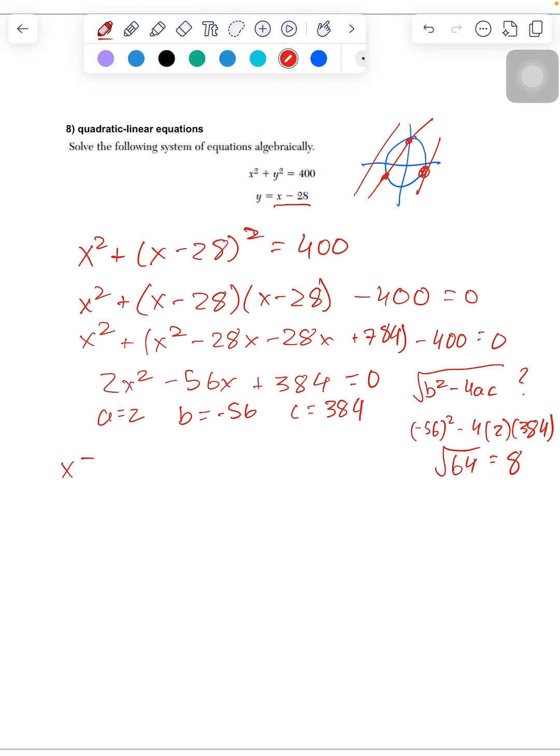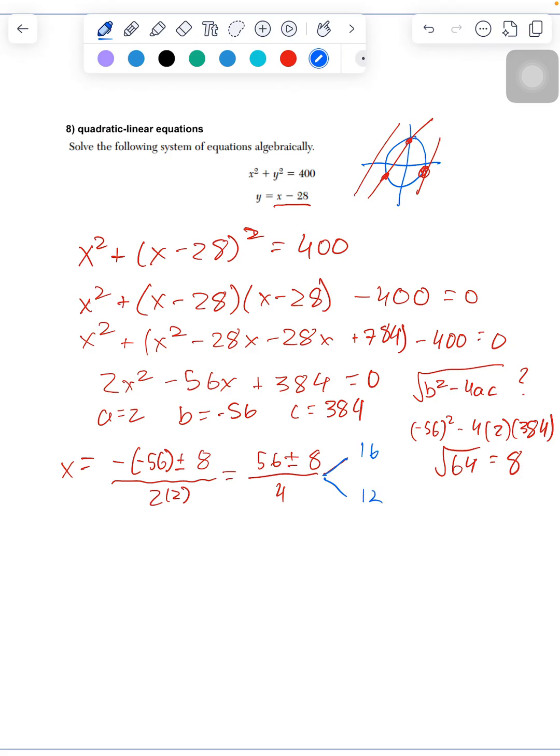So let's plug that into the quadratic formula. X equals minus b, so minus negative 56, plus or minus 8. I'm not going to do this discriminant again, I already found it was 8, over 2 times a, which is 2. So I'm going to have 56 plus or minus 8 over 4. My first solution is 56 plus 8, which is 64. 64 divided by 4 is 16. 56 minus 8 is 48. 48 divided by 4 is 12.